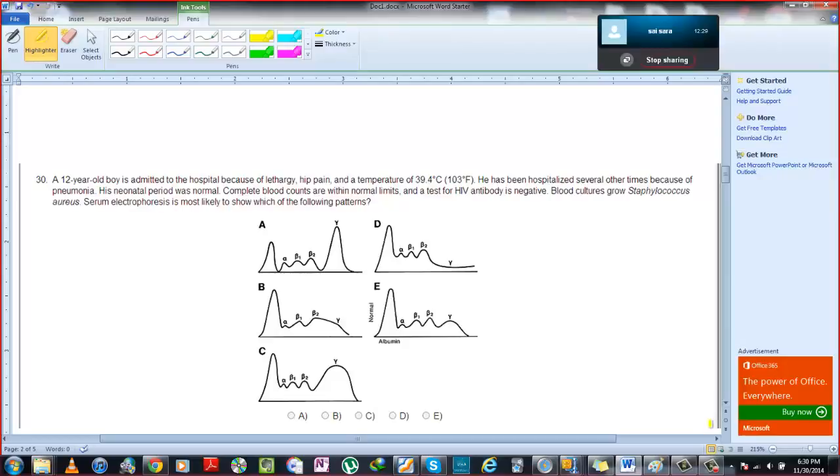I hope you see this question in an actual paper because we're going to grill this really hard right now. Okay, so we can see that they've given us some sort of serum electrophoresis. It's a 12-year-old boy. He's admitted to the hospital because of lethargy, hip pain, and a temperature. He has fever, and he has been hospitalized several other times because of pneumonia.